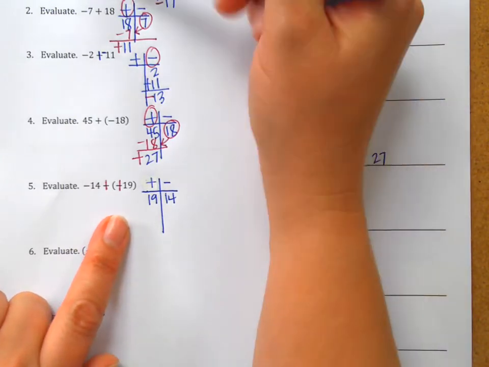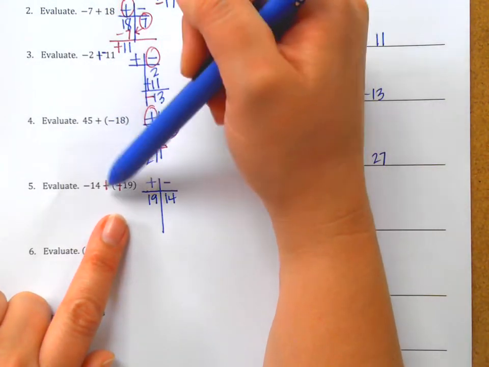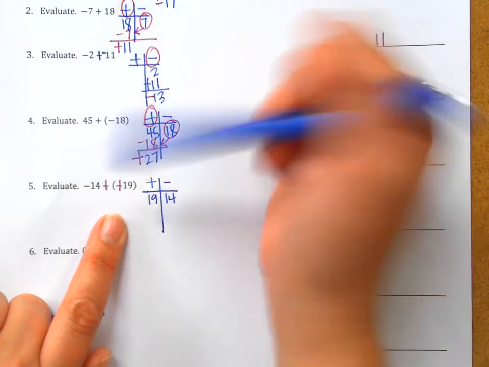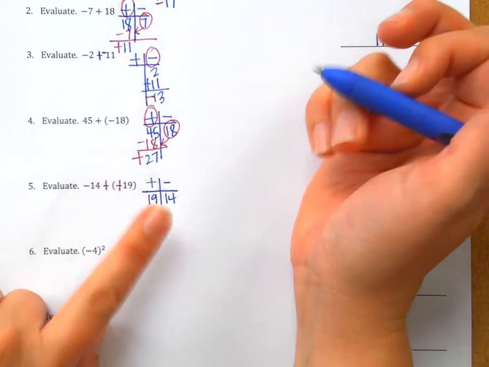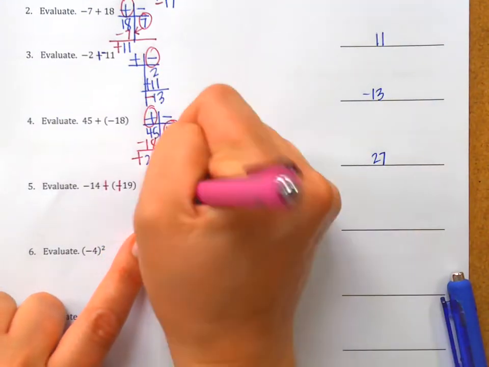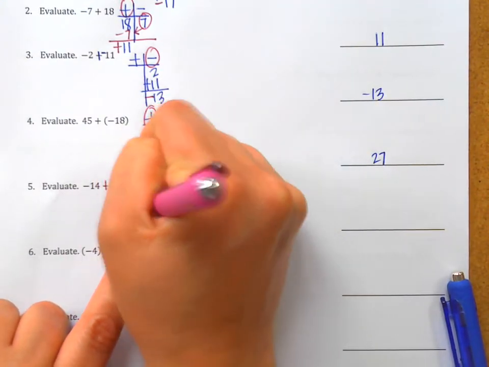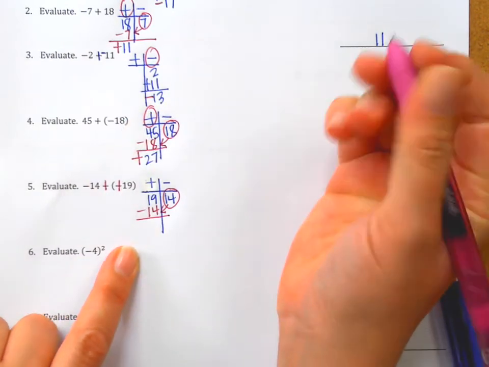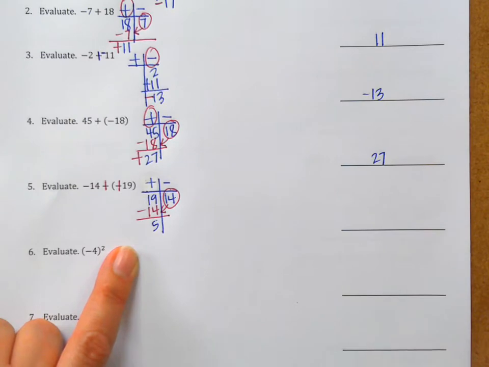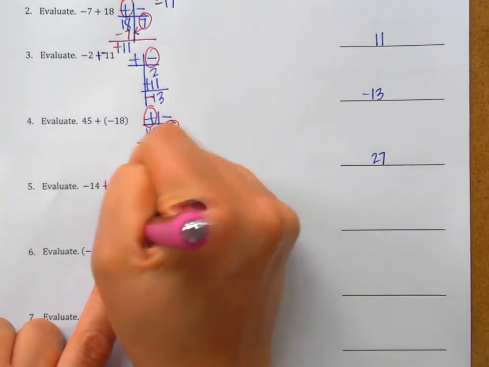So to always use this, we always want the middle sign to be positive. That's why we changed this one to be plus and negative. A negative and a negative, we know, make a positive. So I look to see which is bigger, 19 or 14. 19 is bigger, so we're going to move the 14 to the other side and subtract it. 19 minus 14 is 5. It's in the positive column, so it's going to be a positive 5.